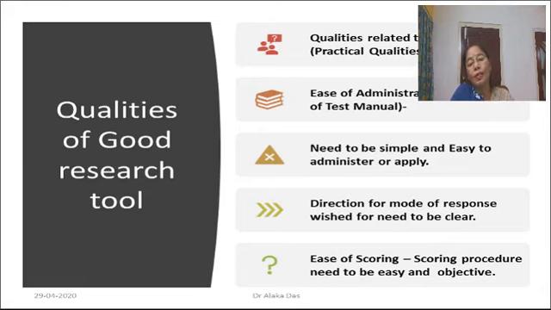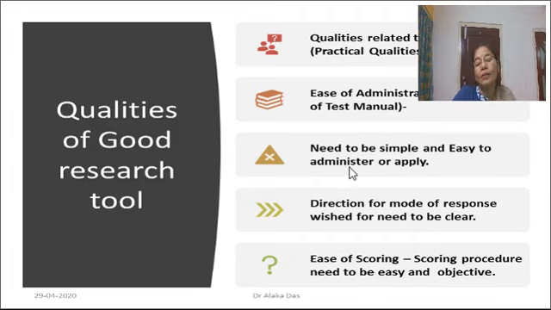Another set of qualities of research tools are termed practical qualities. These practical qualities are like this: the ease of administration. The investigator must feel it convenient to administer. It must contain the test manual, and the test manual must contain the instructions for the investigator along with those for the respondee also: how to respond, how much time will be there, what the scoring procedure will be. All types of information must be contained in the test manual. So this is also an attribute a device must fulfill.